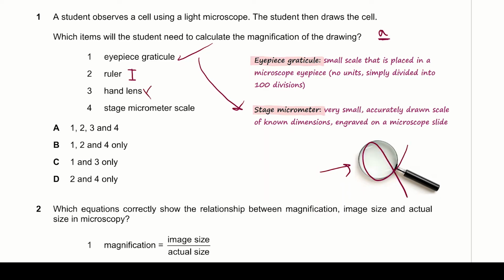This is incorrect. 4. Stage micrometer. As we said earlier, it is used to calibrate the eyepiece graticule. So this is correct. The answer should be B.